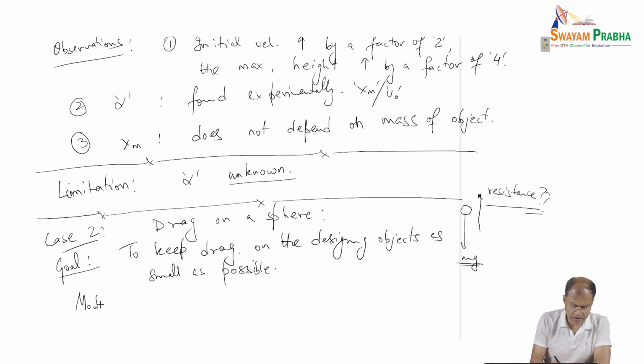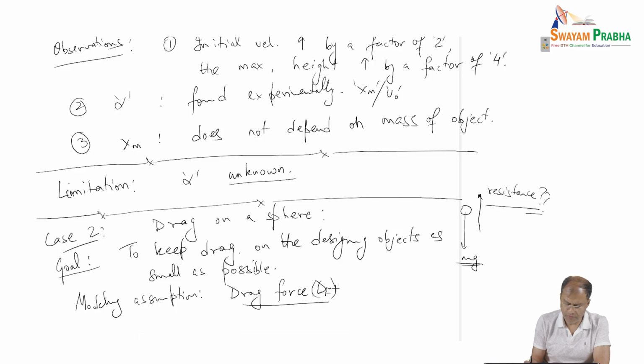The modeling assumption is that the drag force, let us call this drag force dF, depends on the radius of the sphere. We are assuming the falling object is a sphere, so we call this radius r. And then it also depends on the falling velocity v.